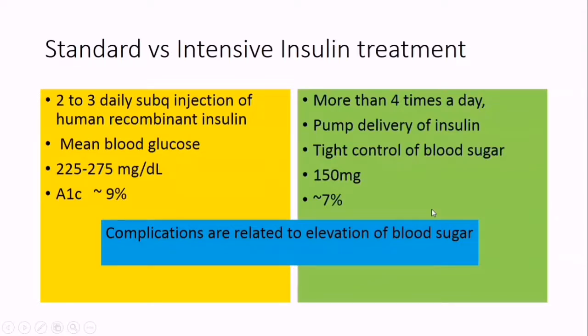So this shows that the complications of diabetes are more or less related to the elevation of the blood sugar, because those patients who took the intensive insulin treatment had a 50% reduction in the development of the complications of diabetes.